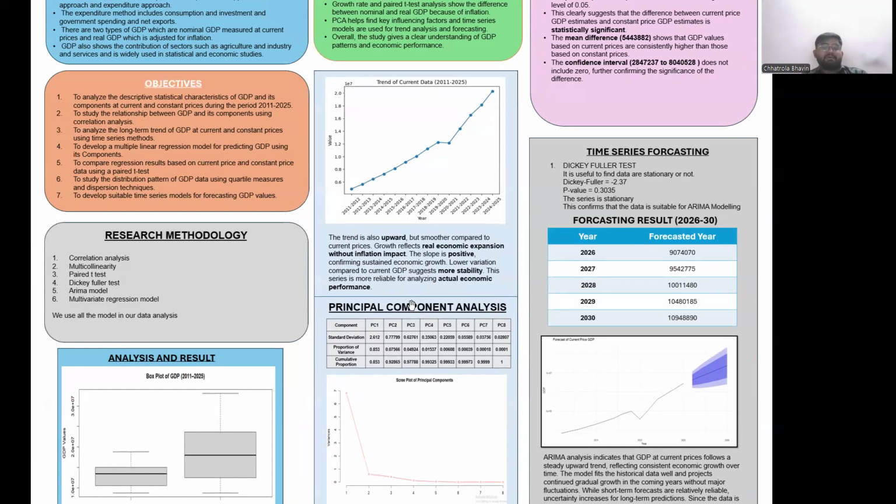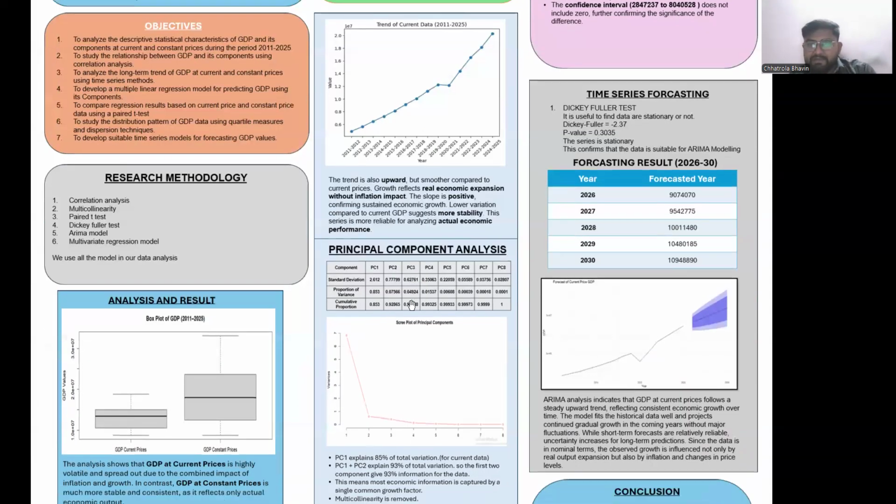Then after, in our data, multicollinearity is present. So we remove multicollinearity using principal component analysis.